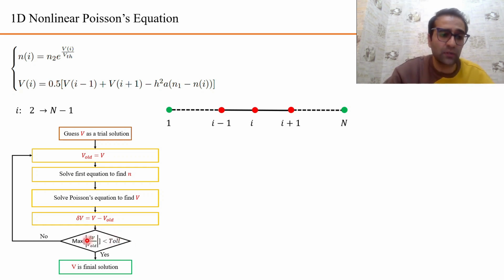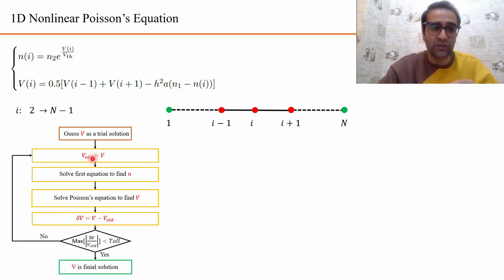What we say is that if the relative error of the potential is less than some tolerance, then this solution is acceptable and the solution is final. Otherwise, we need to repeat the same procedure. How? Now, we need to give this V that is calculated from the Poisson equation to the V old. This V old logically should be closer to the final solution.